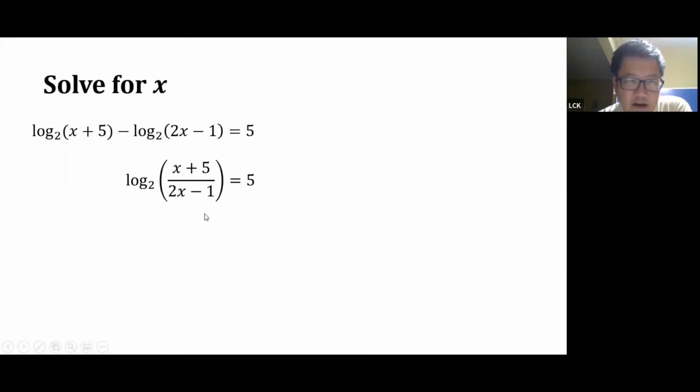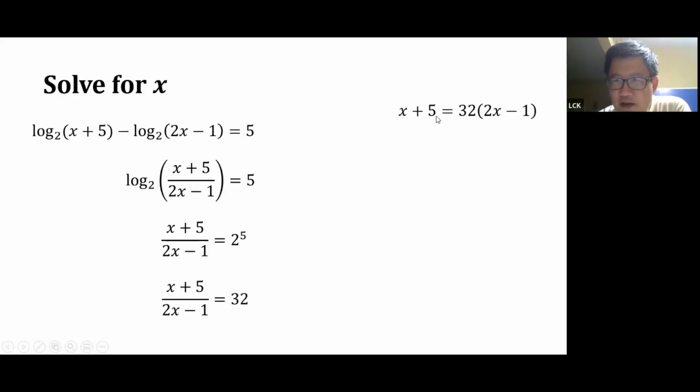What you do is just x plus 5 divided by 2x minus 1 equals 2 to the power of 5. So this whole lot equals 2 to the power of 5. 2 is the base, 5 is the exponent. And after this, it's a matter of clearing things up. You have x plus 5 divided by 2x minus 1 equals 32. And then after that, you solve it in the usual way.